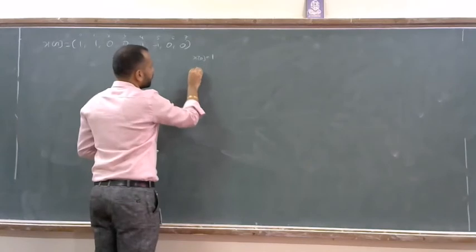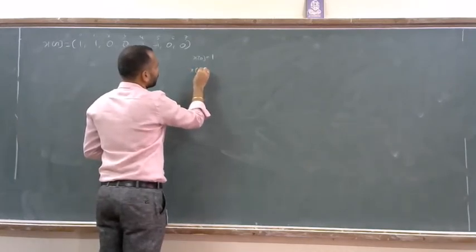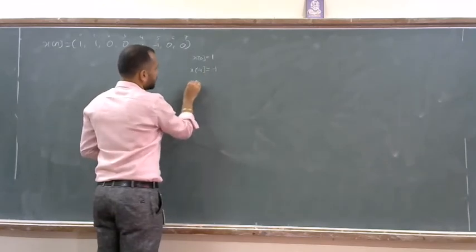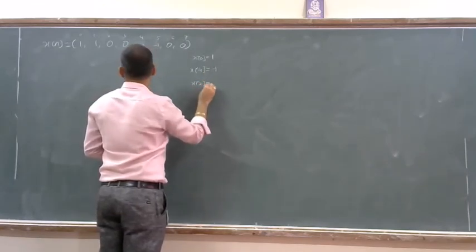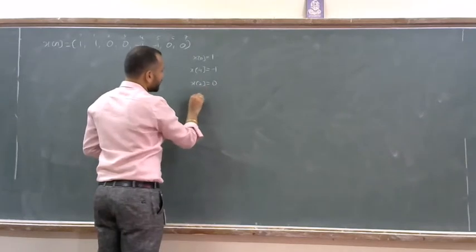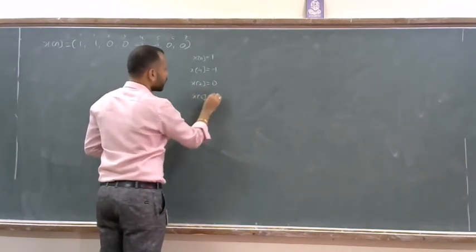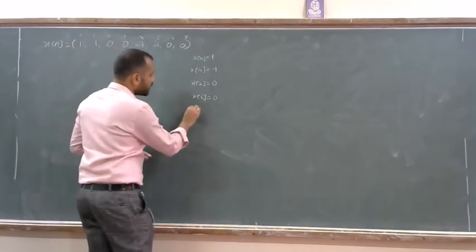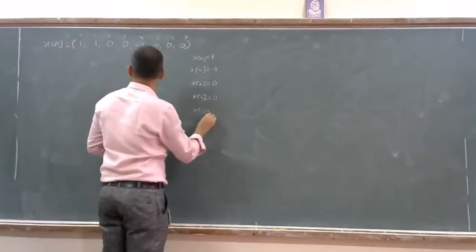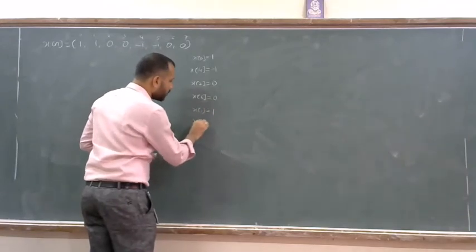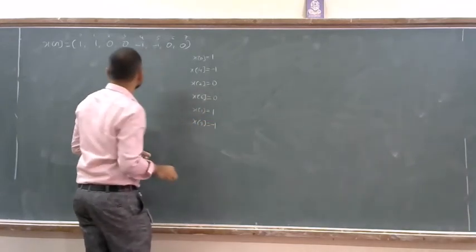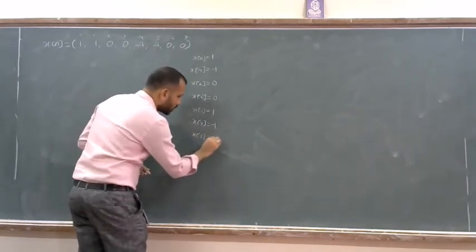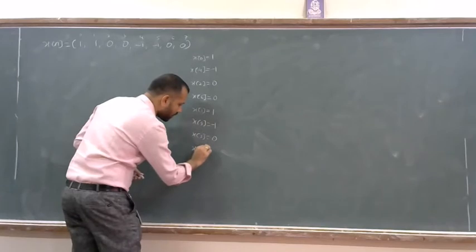Next data point will be x of 4, whose value is minus 1. Next data point will be x of 2, whose value will be 0. Next data point will be x of 6, whose value is 0, in the bit reverse form. Next data point will be x of 1, whose value is 1. Next will be x of 5, which is minus 1. And last, x of 3 is 0 and x of 7 is also 0.